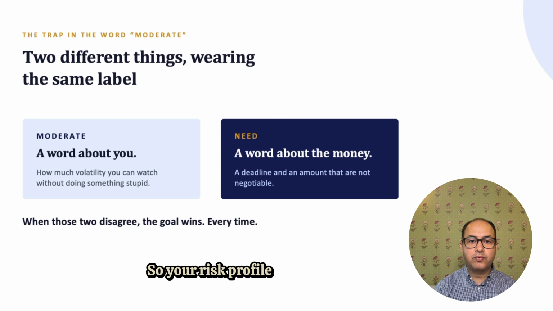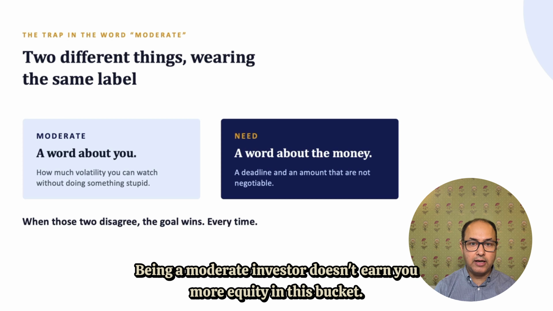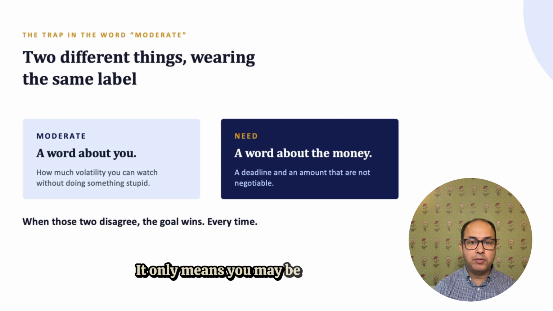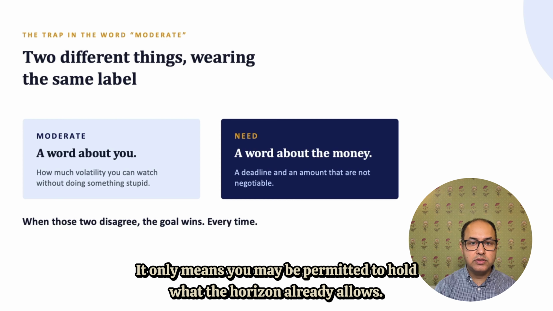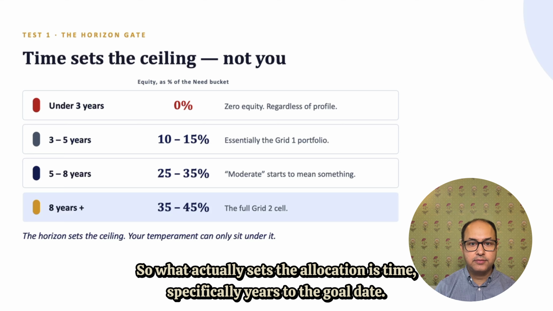So your risk profile can never be used to increase risk in the need bucket. It can only be used to reduce it. Read that again if you need to. Being a moderate investor doesn't earn you more equity in this bucket. It only means you may be permitted to hold what the horizon already allows. So what actually sets the allocation is time, specifically years to the goal date.